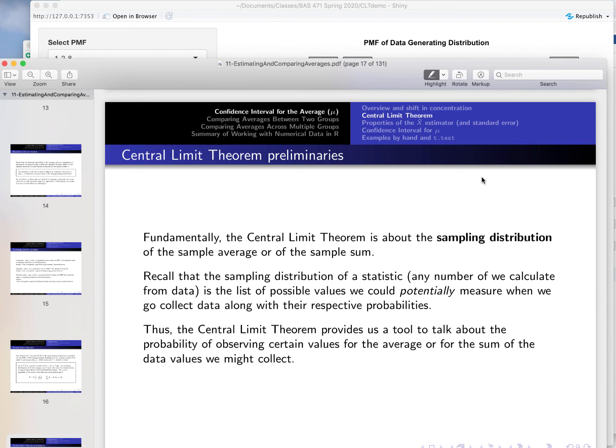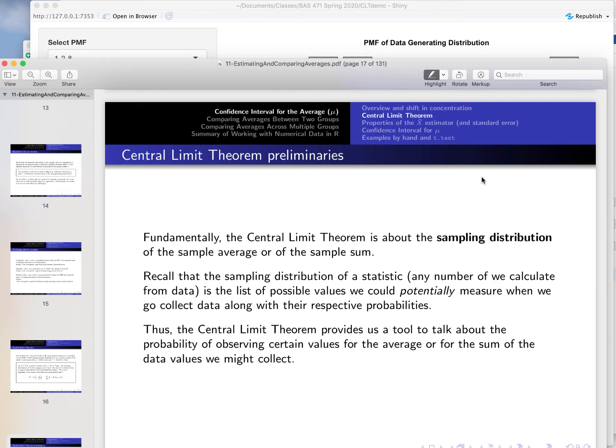The central limit theorem is really the most important theoretical result in all of statistics, and that's because it unlocks our ability to make an inference about the average value of some probability distribution that's generating our data without actually us having to care about what that distribution really is.